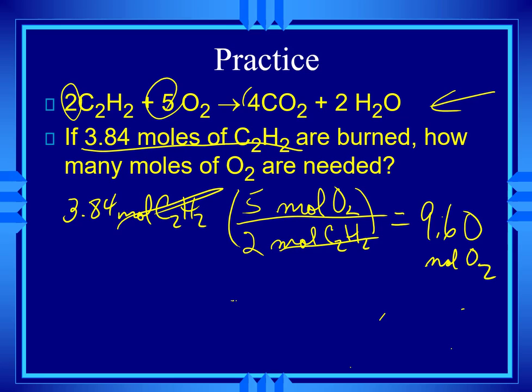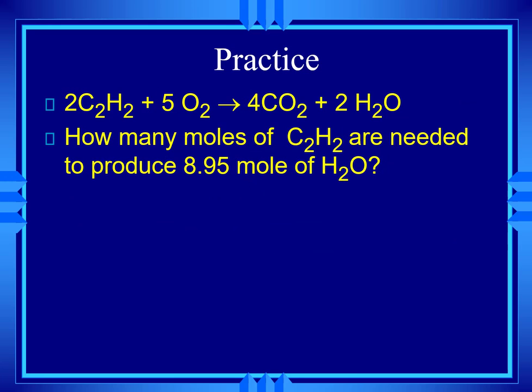Extra super hard? Okay? That time I turned it into the O2, because if you had 2 tanks, you would need to know you want to have enough so that you weren't going to run out of both of them. You would want to run out of one before the other. Same equation, so you don't have to rewrite the equation. How many moles of C2H2 are needed to produce 8.95 moles of H2O?